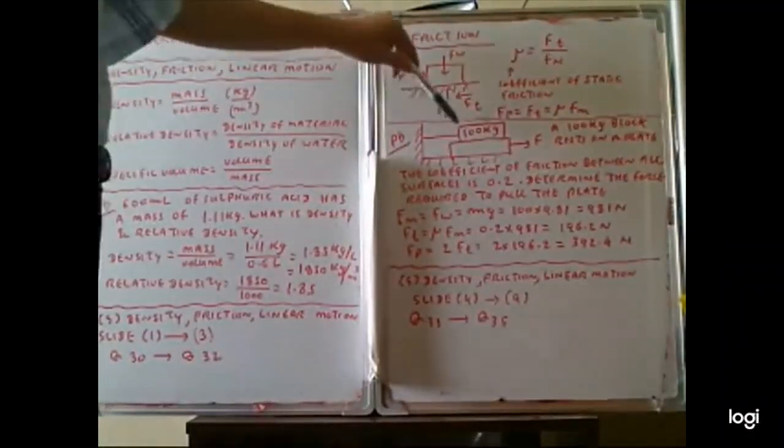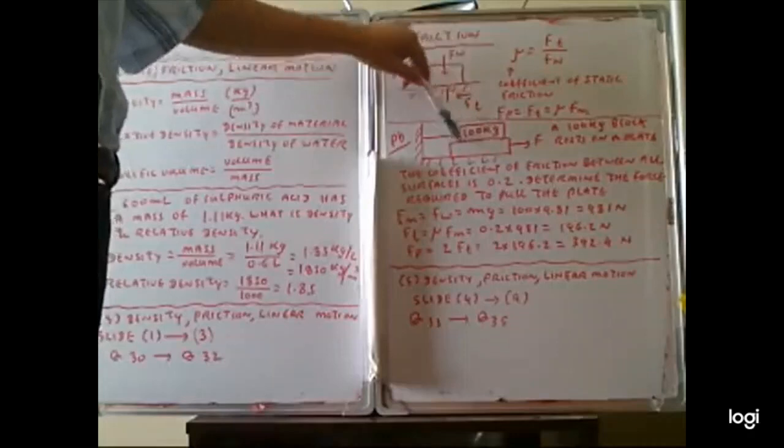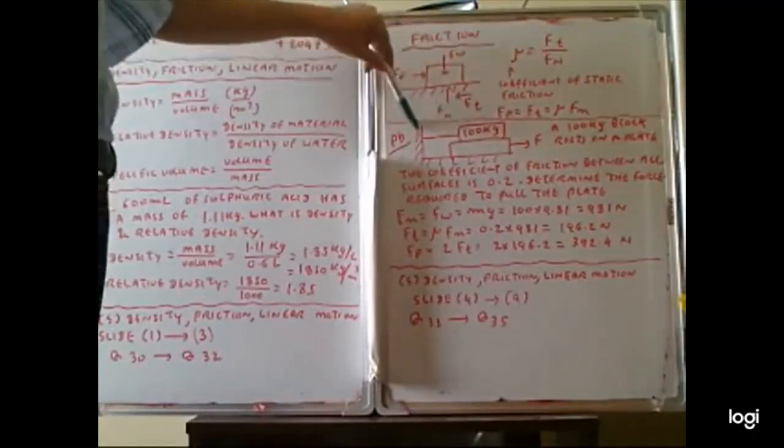Okay, this problem: a 100 kilogram mass on a plate, which we tie with a rope.